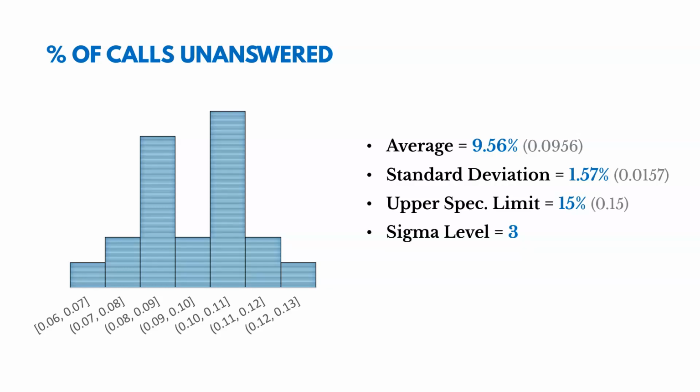And our sigma level will be 3 in that case. So if our average is 9.5 and our upper specification limit is 15, if we look at that window and how many standard deviations fit between it, it'd be 3. 3 and a little bit more. So 3 would be our sigma level. We've got 9.5 as our average, 15 is our limit. So we've got about 6.5% to work with. So at least 3 standard deviations fit in that area.